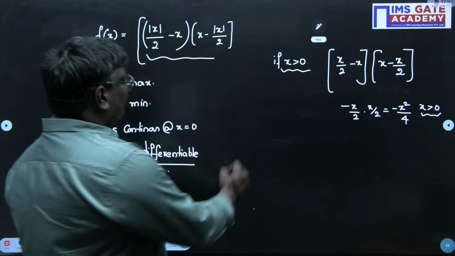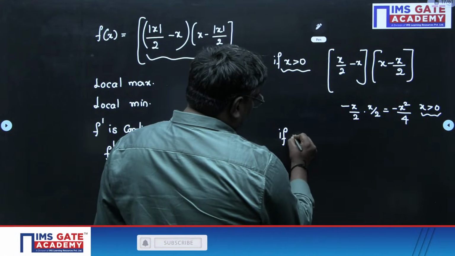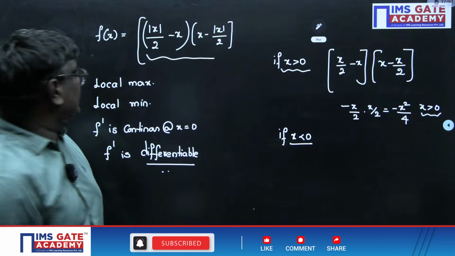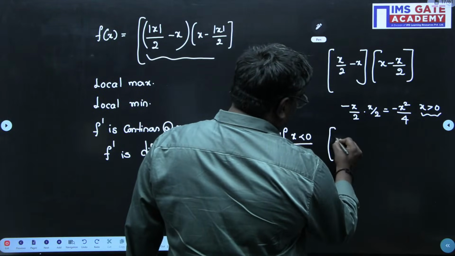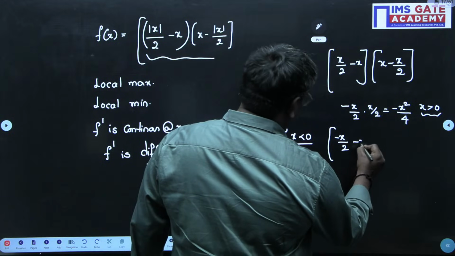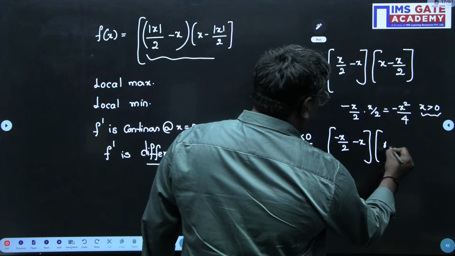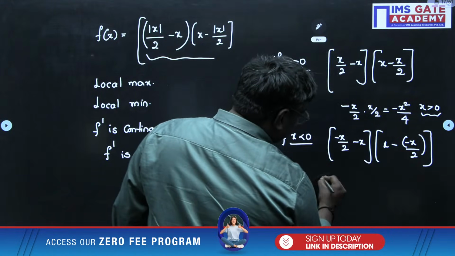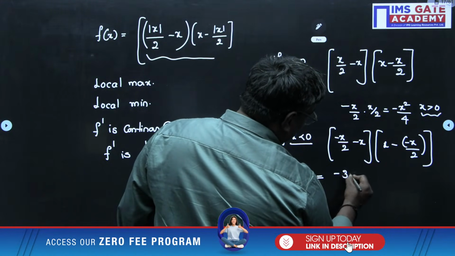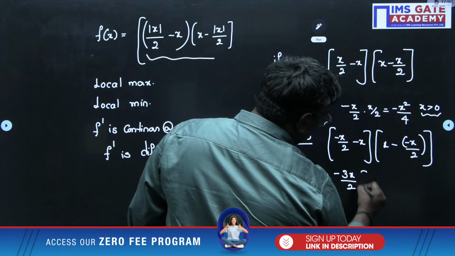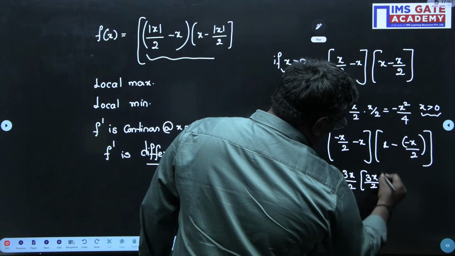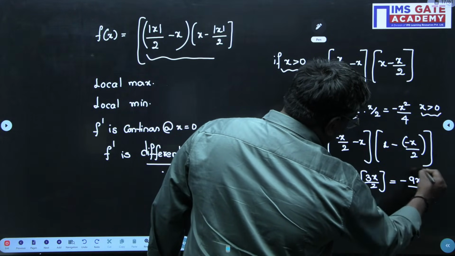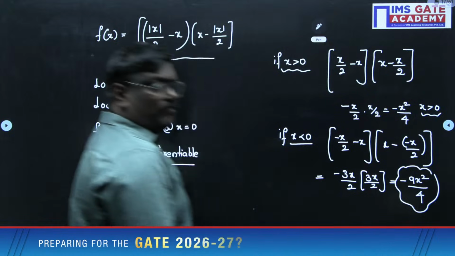Now similarly, if x is less than 0, what will be the limit? What will be the condition here? Mod x will become minus x. So here it will become minus x by 2 minus x and x minus of minus x by 2. So if I see here, this will be equal to minus 3x by 2 and here it is 3x by 2. So it will be equal to minus 9x square by 4. So what is the value here?